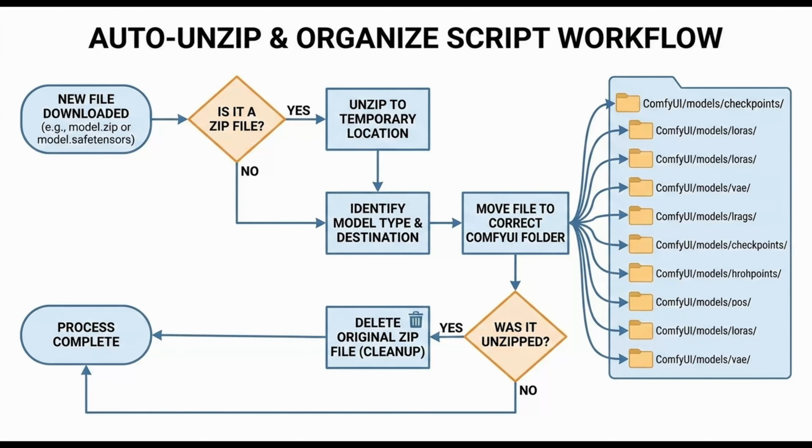Third, the auto extract. If you download a zip file from Civitai, usually you have to find it, extract it, and move the files. This script detects the .zip extension, extracts it immediately into the right folder, and cleans up the mess. It's not magic, it's just a frugal workflow scripted into a tool.